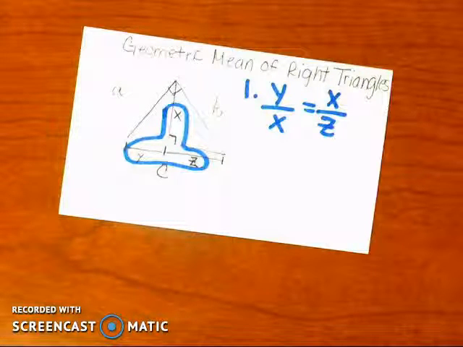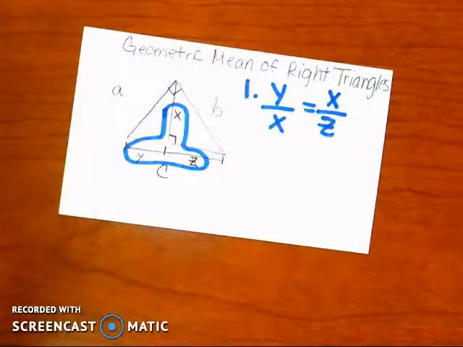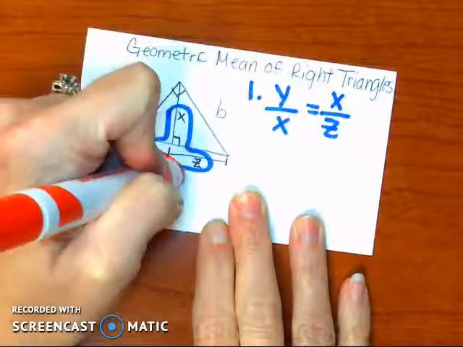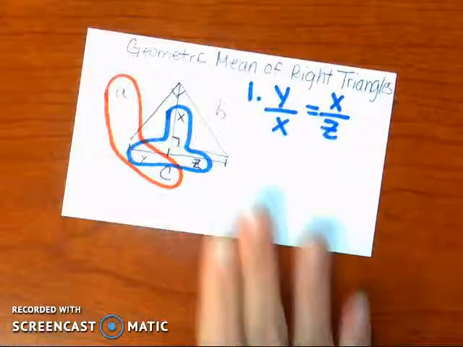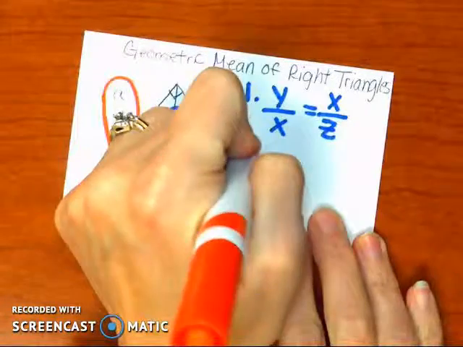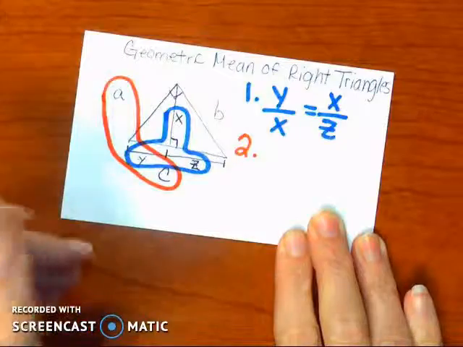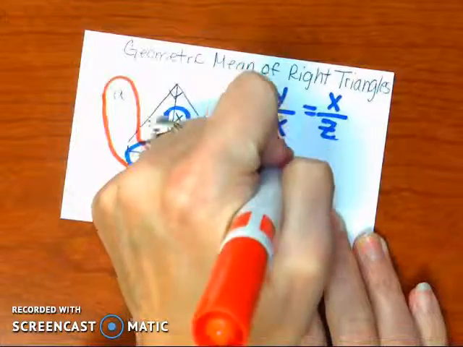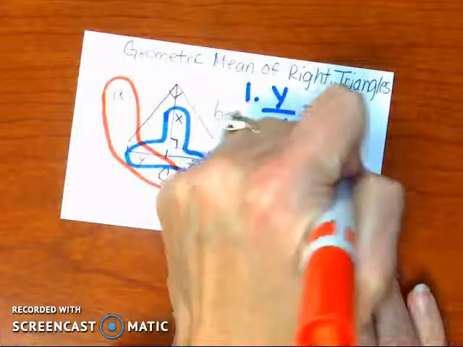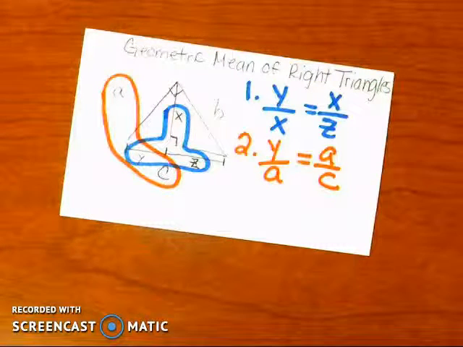Then I'm going to compare my left-sided triangle to my entire triangle. I'm going to draw what looks like a sock, and I'm going to highlight those in red. Those are the sides that get compared here. For my second proportion, which is my left-sided triangle compared to the larger one, I'm comparing side Y to side A, and that equals A to C. And there's my second proportion.